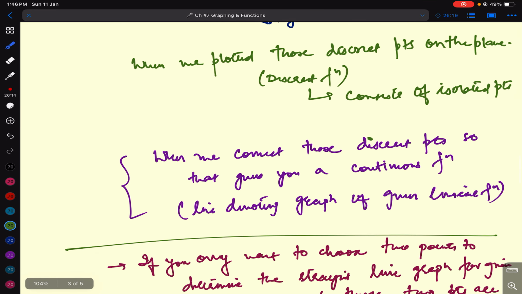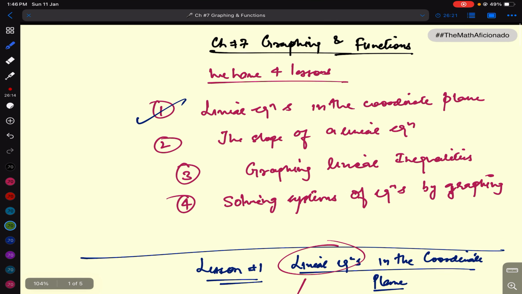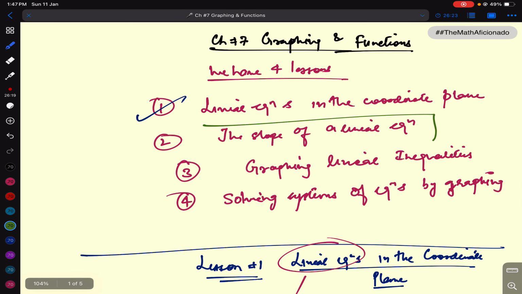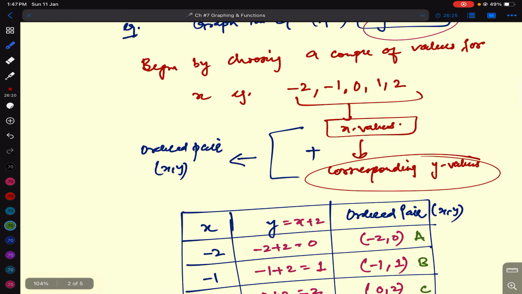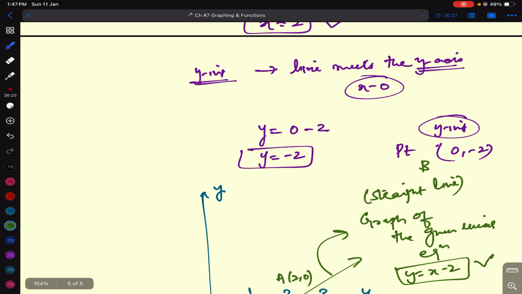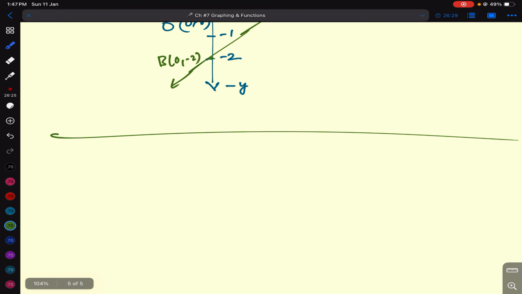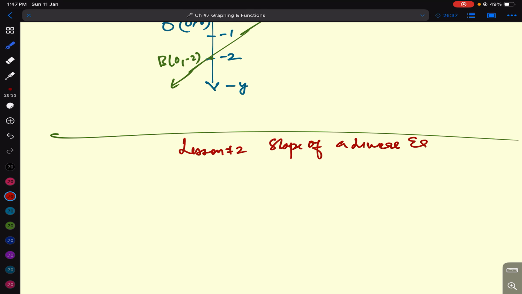So what was your lesson number 2? The slope of the linear equation. So let's start with lesson number 2. So far we have seen the graph of the linear equation. Now we are going to see the slope of the linear equation.